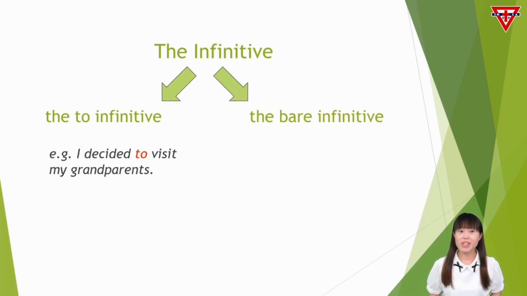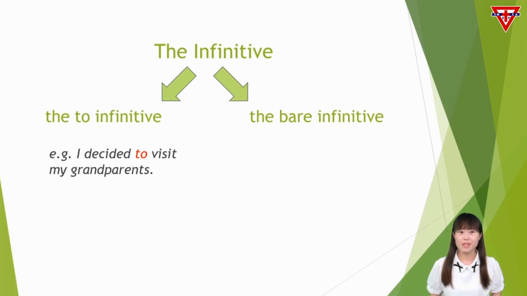Bare infinitive is the infinitive form of a verb without the word to. Therefore, when the bare infinitive is used in a sentence, remember it is still an infinitive. It simply does not include the word to. So, like the to infinitive, its form must never change.